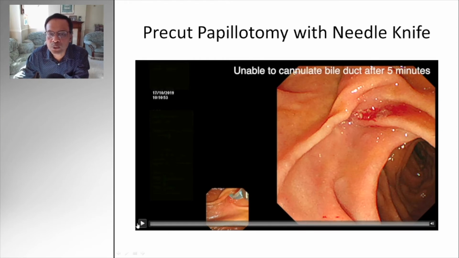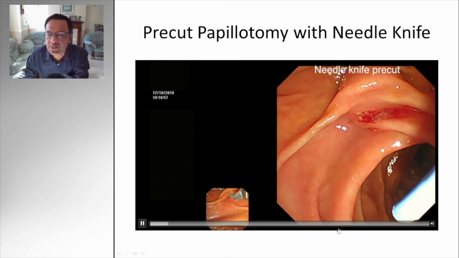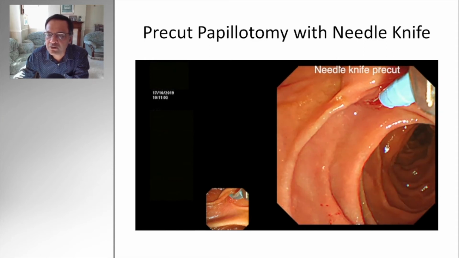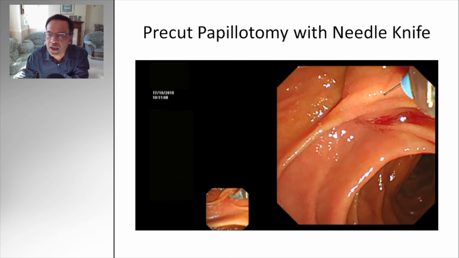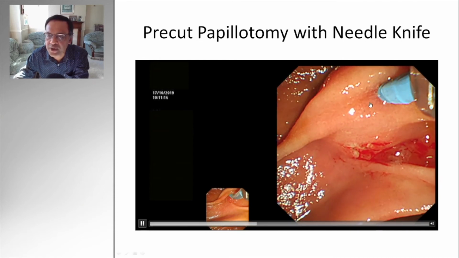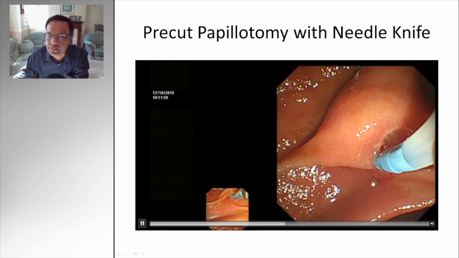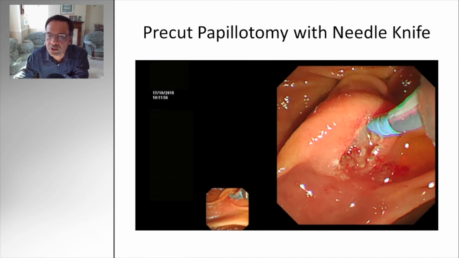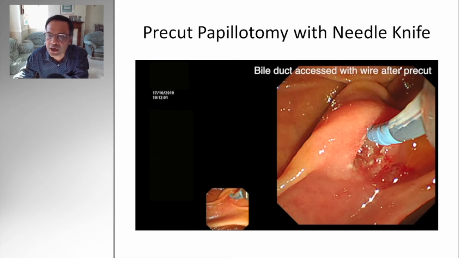Here we see an example of Precut papillotomy using a needle knife. In this attempt, we failed to enter the bile duct after 5 minutes, so we have brought out a needle knife to perform a Precut. In this example, I will be cutting in a downward direction, starting just above the papillary orifice here, and then cutting downwards towards the papillary orifice. Once the cut is made, we probe the apex of the cut gently with a guide wire.